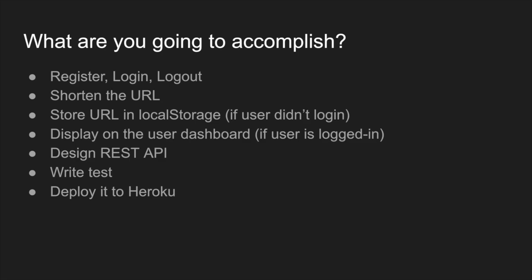Then we are going to store URLs in local storage if the user didn't log in, and we will display them on the user's dashboard if the user does log in. We're going to design a REST API, and we're also going to write some unit tests for our Flask application. And finally, we're going to deploy it to Heroku.